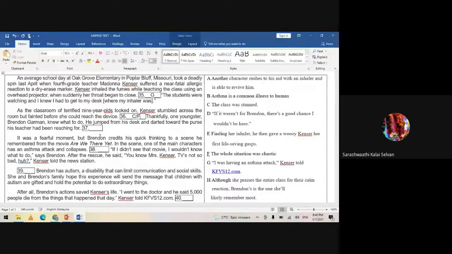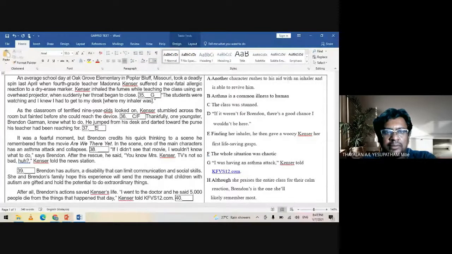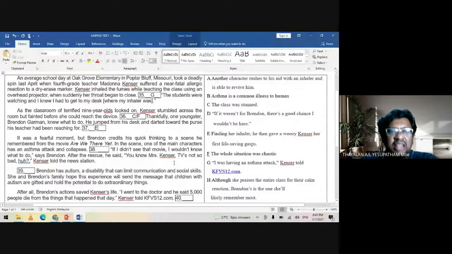Is that E? Yes, the answer here is E. Finding her inhaler, he then gave a wounded Cancer her first life-saving gasps. It was a fearful moment, but Brendan credits his quick thinking to a scene he remembered from the movie Are We There Yet? In the scene, one of the main characters has an asthma attack and collapses.